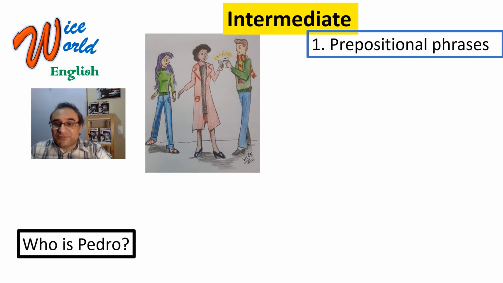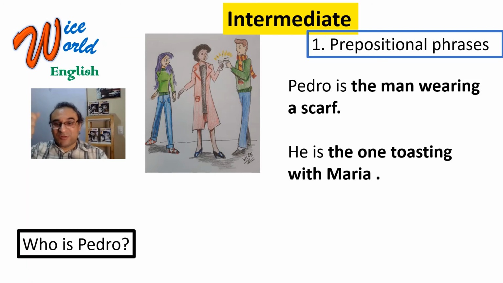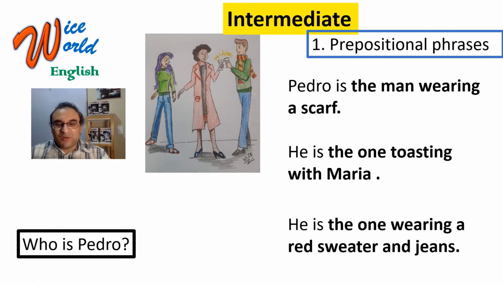Now, who's Pedro? What sentences do you have? Pedro is a man wearing a scarf. He's the one toasting with Maria, remember? Cheers. He's the one wearing a red sweater and jeans.